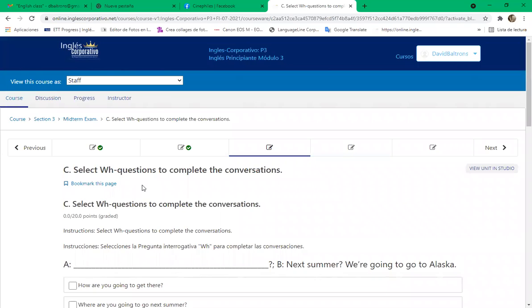Okay, next, part C, it says select questions to complete the conversation. Select WH questions, so instructions. Selecciona pregunta interrogativa WH para complementar las conversaciones. So letter A. Sandra, what is A? Sandra Patricia.